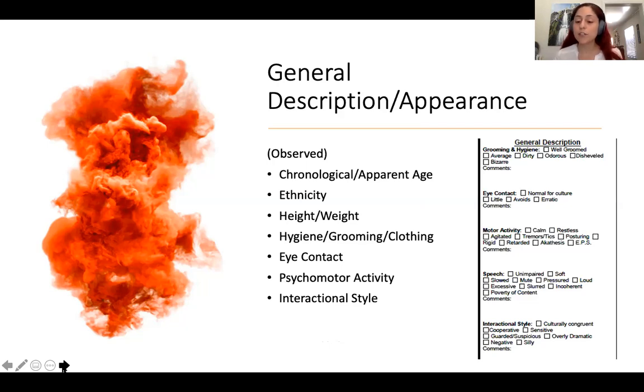So in the case of interactional style, I said I would select guarded and suspicious. So you'll see there where it says comments, I would elaborate a little bit further to explain specifically why I picked this or what it is that I'm observing. In the event that you're selecting something that's more of the normal, there's not very much to say in some cases, so it's okay to not have a comment. But comments are always helpful, and it's good practice. Even for grooming and hygiene, if you're getting well groomed, providing a bit of description would always be helpful.